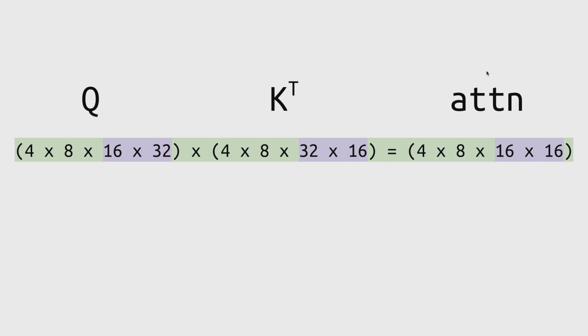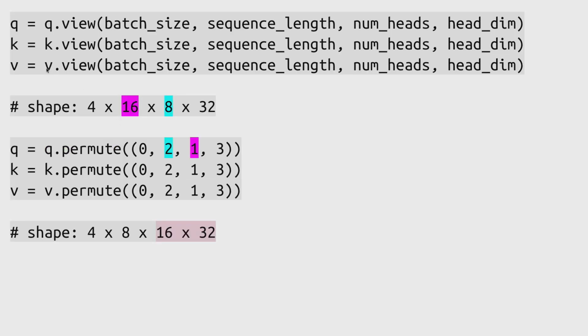And I know that attention is between tokens. 16 is my sequence length, so I know I have to end up with something 16 by 16. So this let me know, okay, I'm on the right track. So how do we get here? Well, if we look at the original shape, we have batch size, sequence length, number of heads, head dimension. I could have done the view differently, but I think this is the right way to do it because the last dimension of 256 is being split up into 8 by 32. So maybe there's not another way to do this with view.